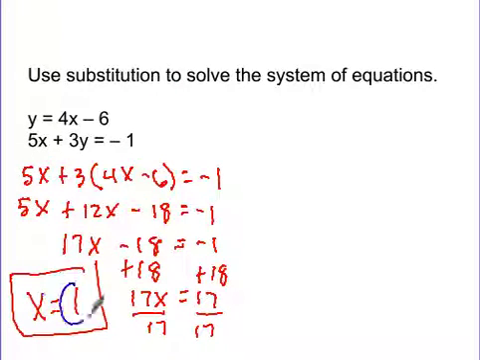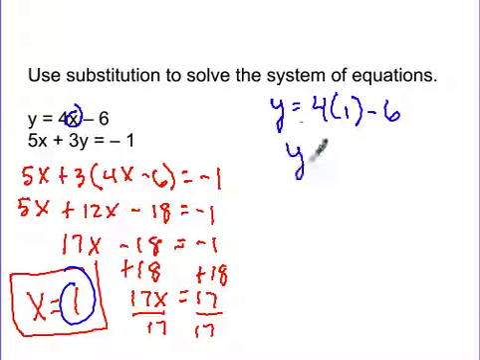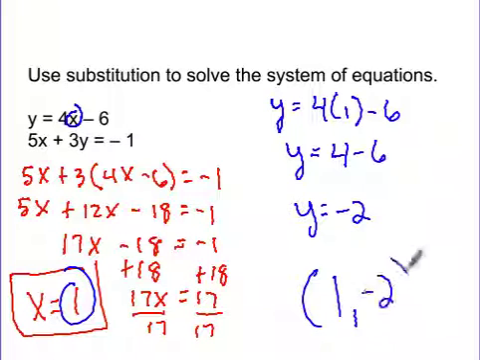Now I can substitute 1 into either one of these equations for x. I'm going to substitute it right there. So y equals 4 times 1 minus 6. y equals -2. Don't forget to write it as an ordered pair. Okay?